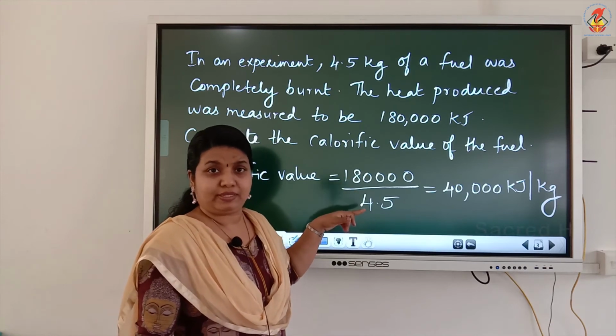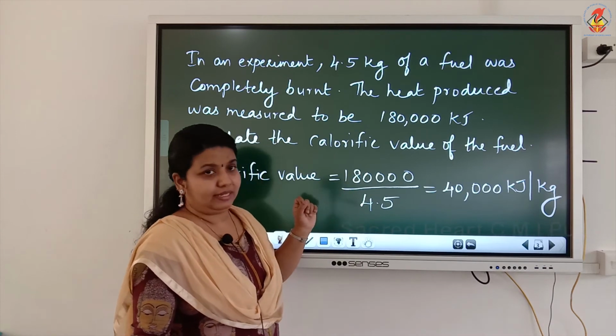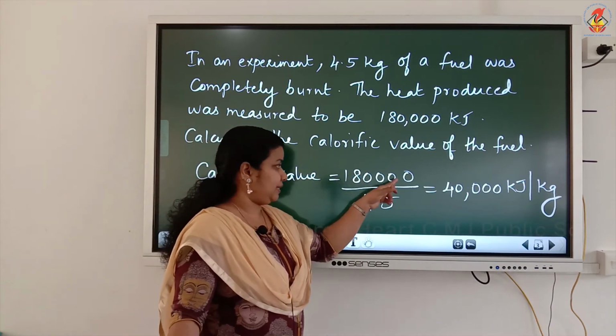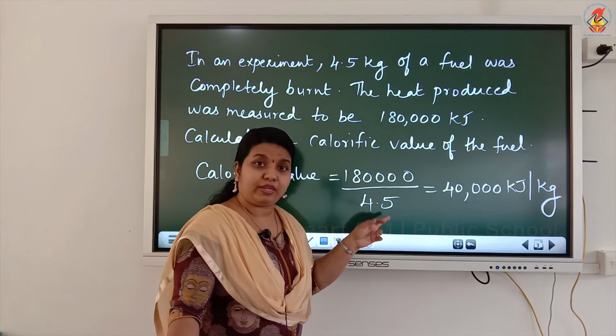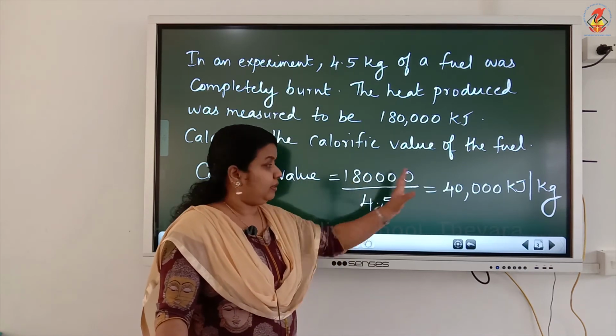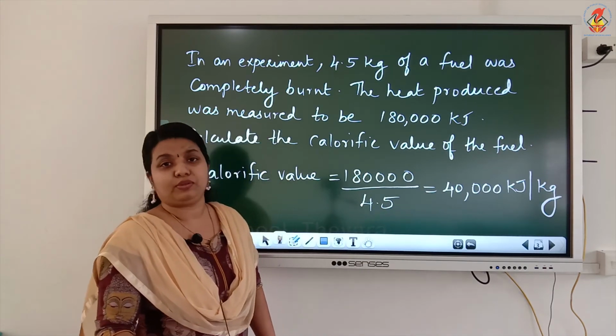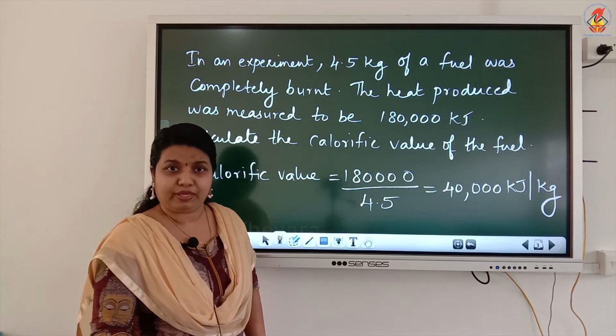It is one of the questions given in the textbook exercise. 1,80,000 is the heat produced. You have to find it for 1 kilogram, so divide it by 4.5, the mass given. You will get 40,000 kilojoules per kilogram. So this is how we solve problems based on calorific value.